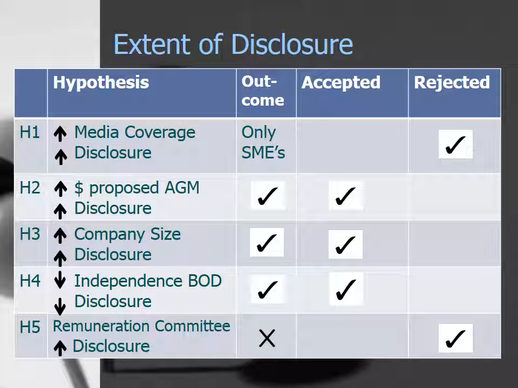The companies that proposed to increase their remuneration in a public forum, the AGM, had a much greater disclosure. Larger companies did have a greater disclosure. Those companies that had mostly management on the board of directors had less disclosure. And for those companies with a remuneration committee, actually it made no difference to the disclosure.